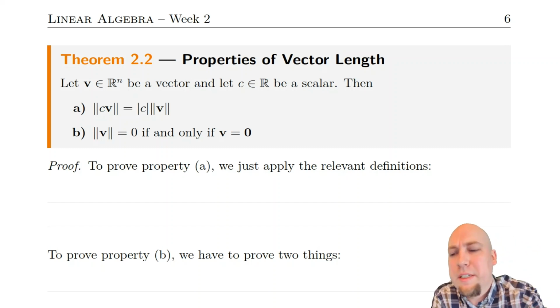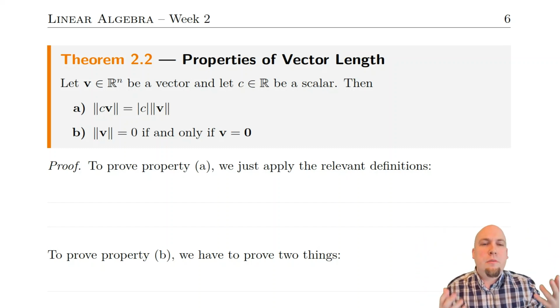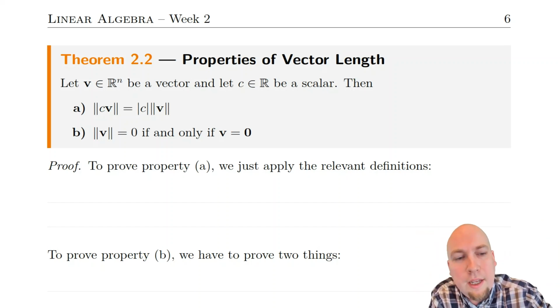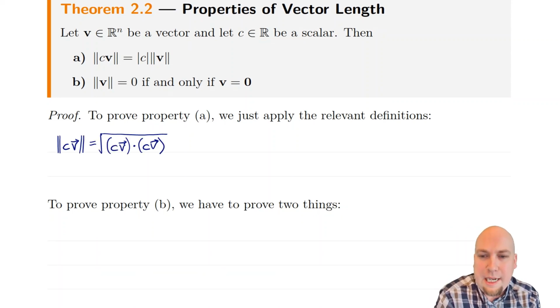Let's prove these properties and see how we algebraically prove them. Even though they're clear geometrically in 2 and 3 dimensions, we want to be sure that they're true in higher dimensions where we can't really picture things as well. To prove property A, we just plug everything into the relevant definitions, and everything just pops out exactly how we would want it to.